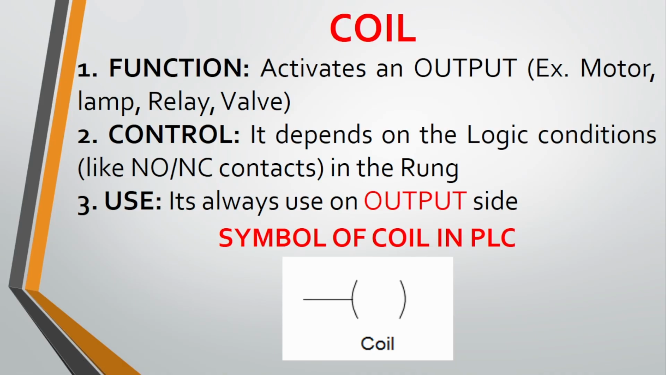Then last, we will see the coil. The function of a coil is to activate an output like a motor, relay or valve. Output means motor, relay, lamp or valve. Next is control. It depends on the logic condition, means the output always depends on the input conditions. Input condition means NO, NC contact condition. And the coil is always used on the output side. Here it is the symbol of coil in PLC programming language.